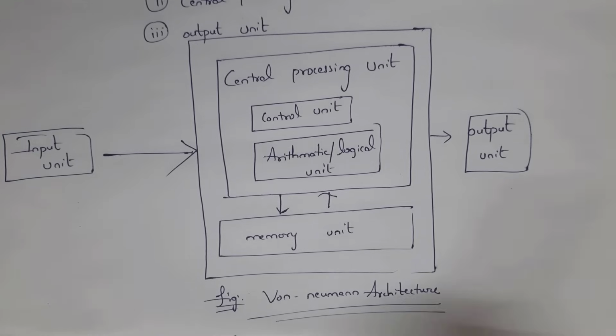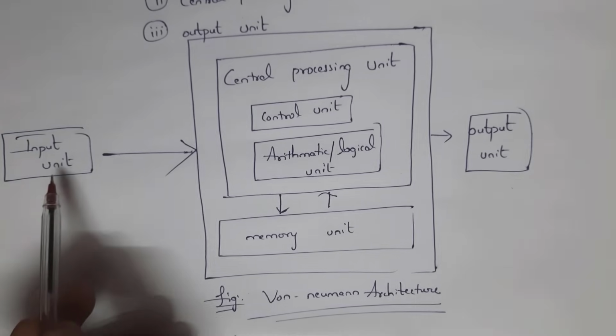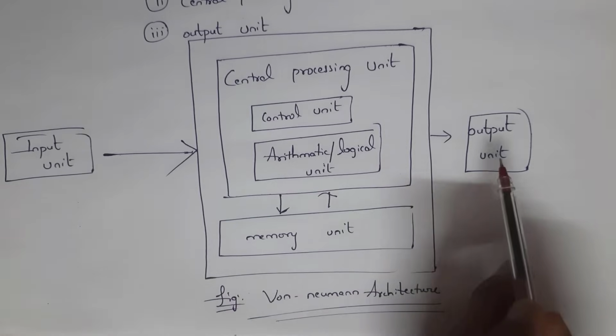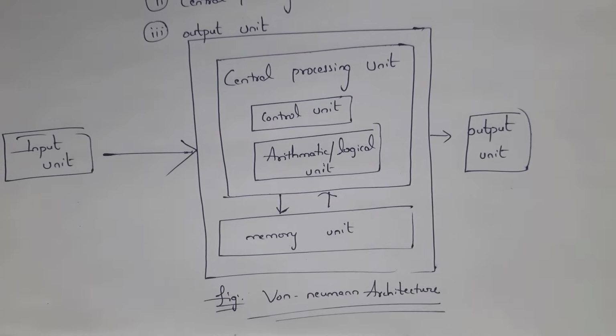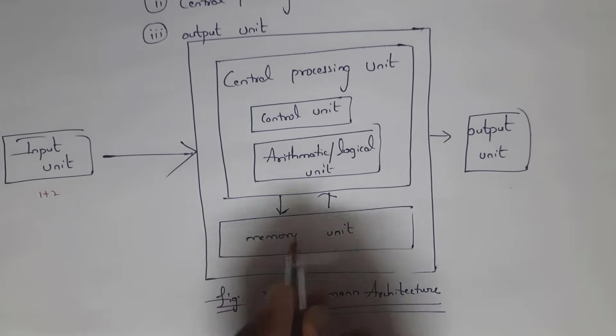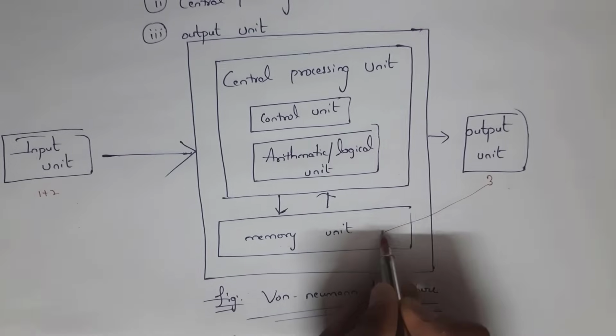And the last one is the memory unit. Whatever input the user provides to the system is stored in the memory unit, and the output is stored in the memory unit as well. For example, if I give input like 1 plus 2, then this input 1 plus 2 is stored in the memory unit, and I will get output as 3. This result 3 is stored in this memory unit.